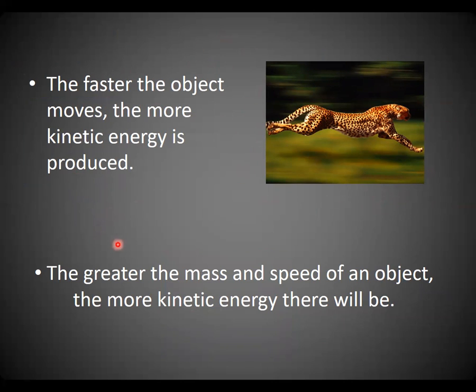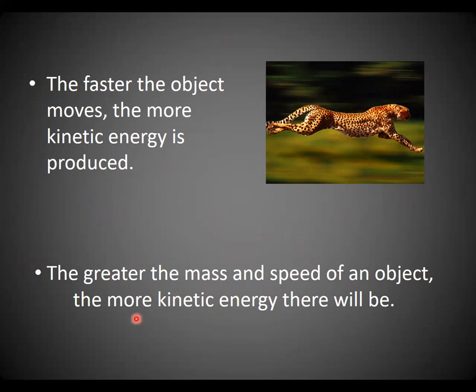Now, just like potential, also the mass matters. The greater the mass and speed of an object, the more kinetic energy it will have. So if I have two objects traveling at the same speed, but one has more mass, it's going to have a greater kinetic energy. If for some reason the cheetah and I were running at the same exact speed, a little bit bigger than the cheetah, I have more mass, therefore it took me more energy to get up to that speed, therefore I have more kinetic energy.